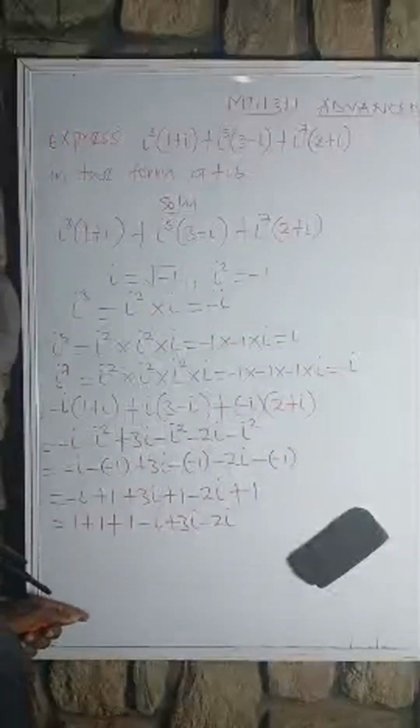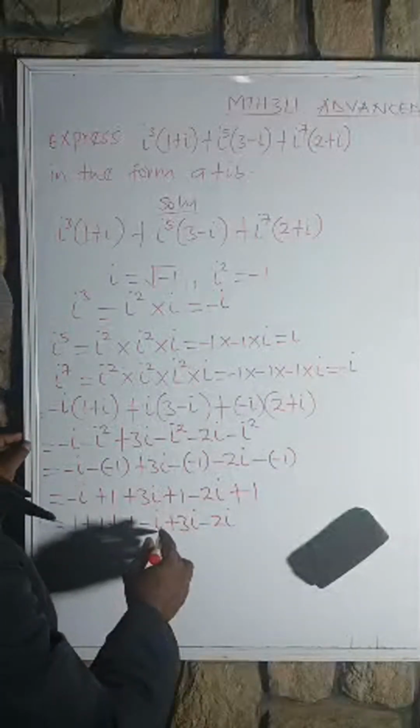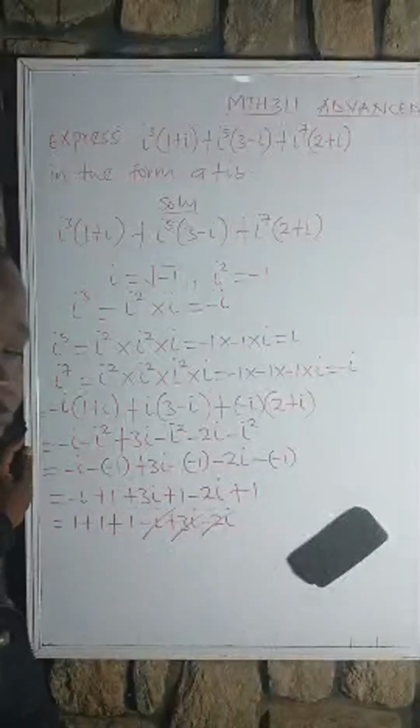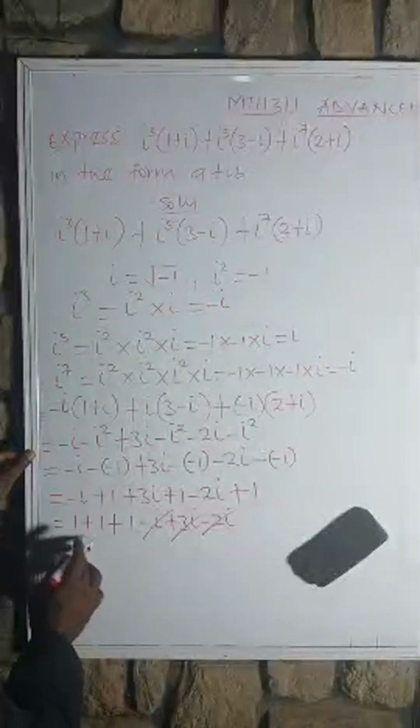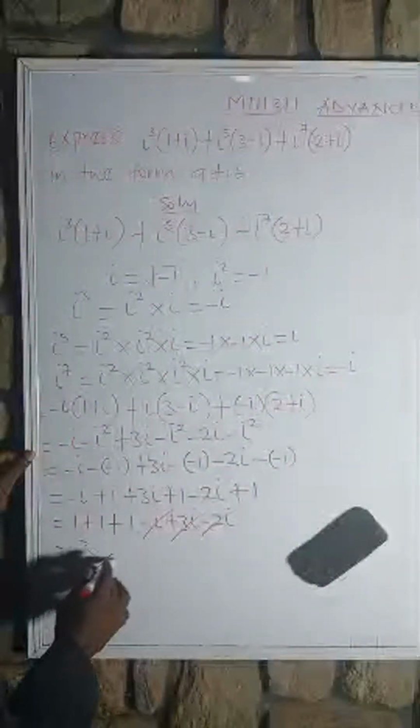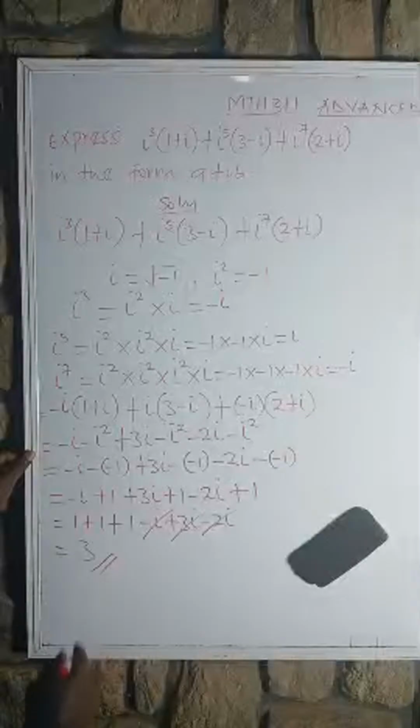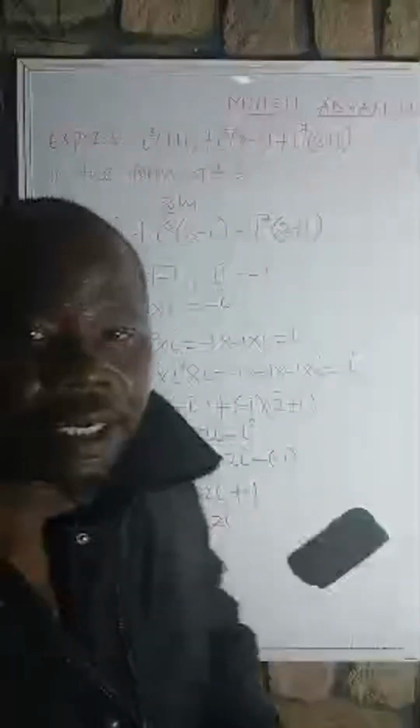So when you look at it, this will go, two of us. So we'll be left with 1 plus 1, 2, plus 1, 3. This is the answer. Do you have any question, please?